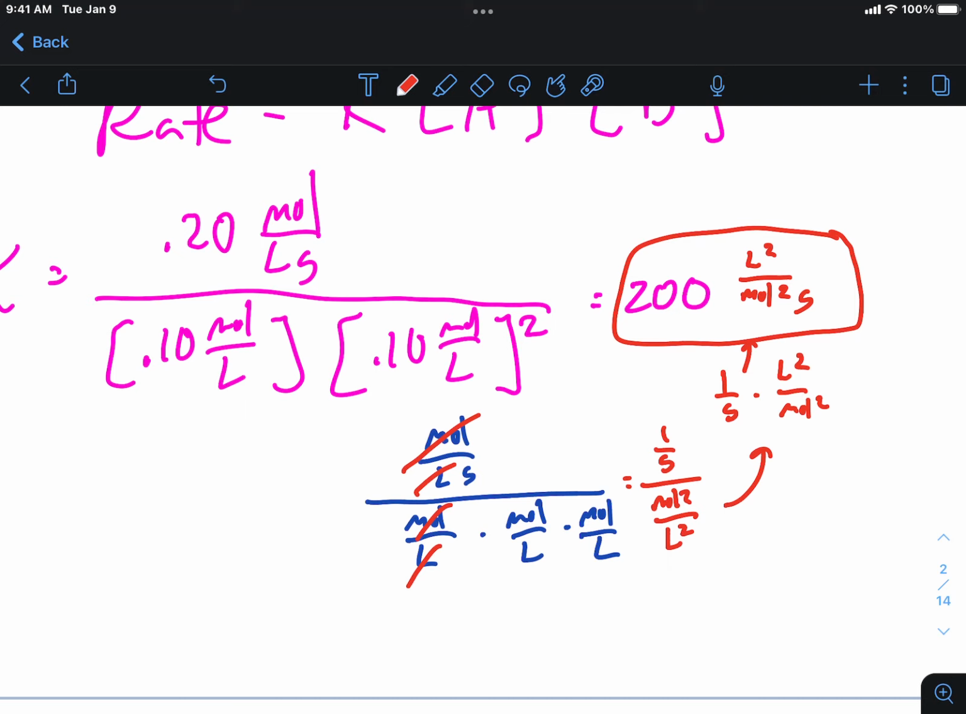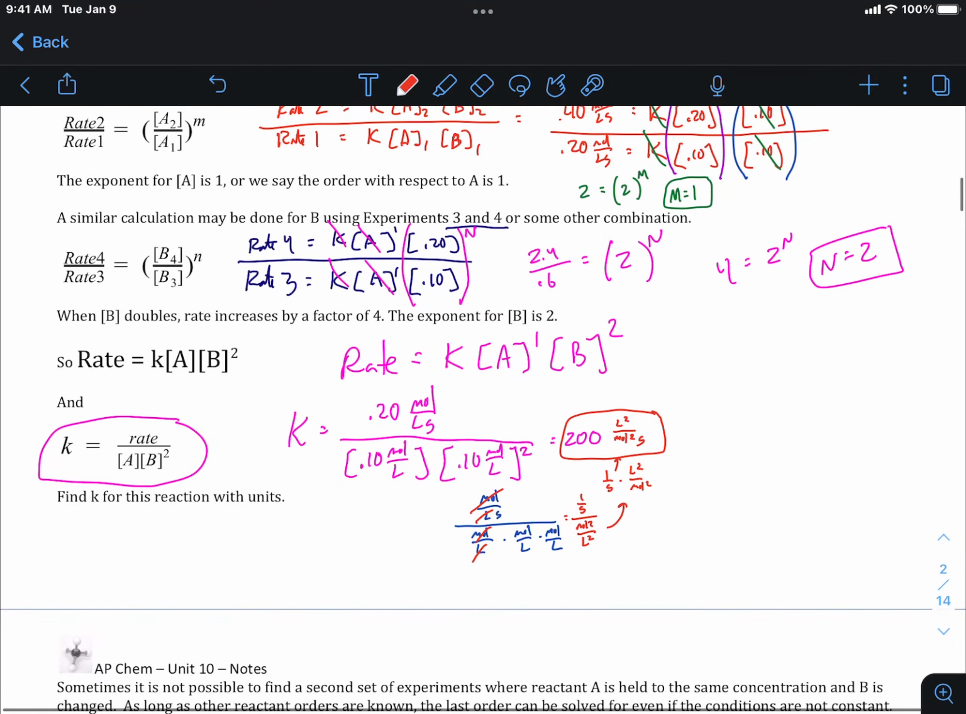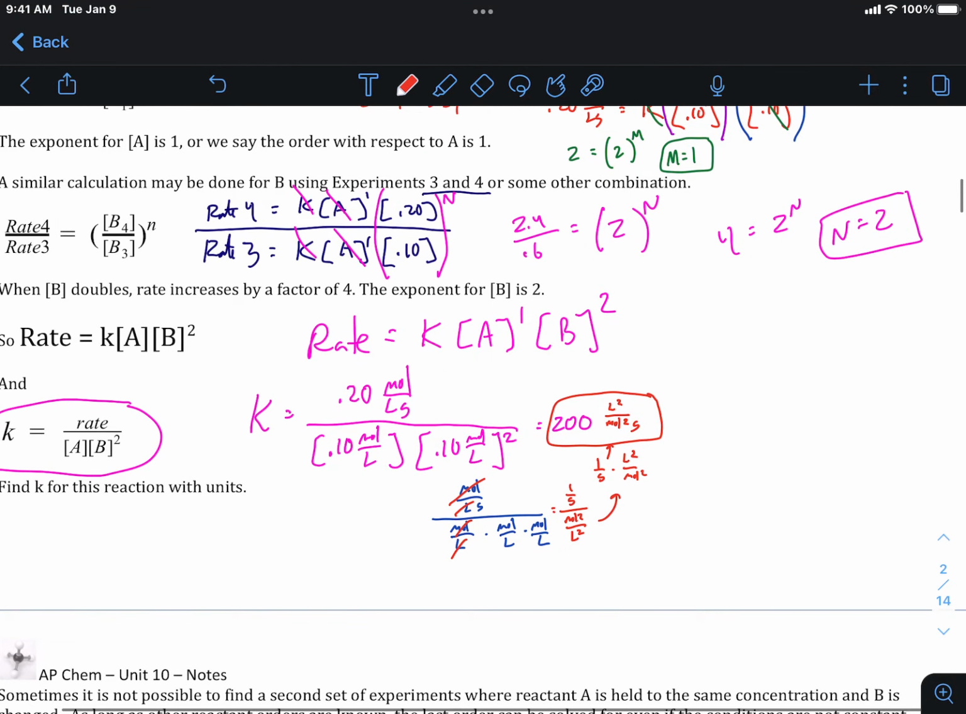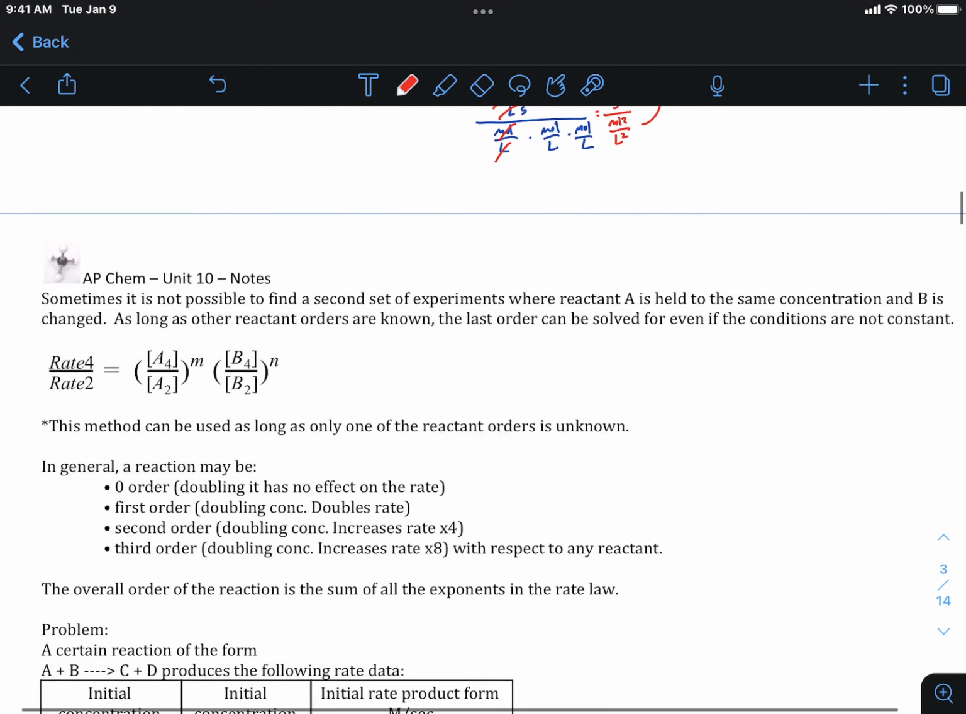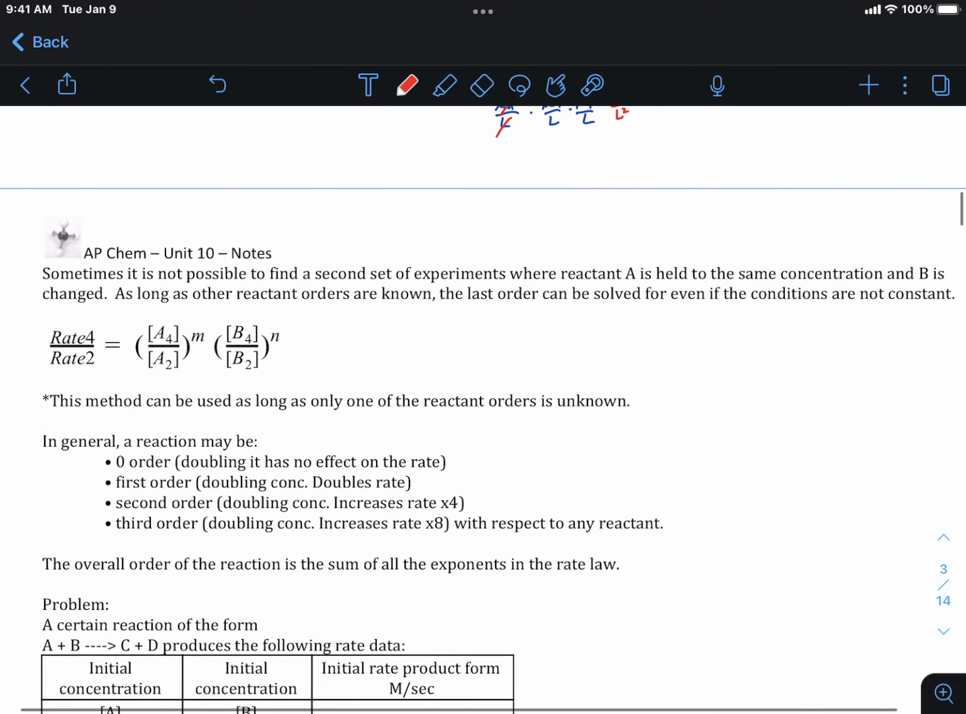Right? And so this is something you'll need to go through whenever you are given experimental data. This is called the differential rate method, or the method of initial rates. So, we're going to do an example for this later on.